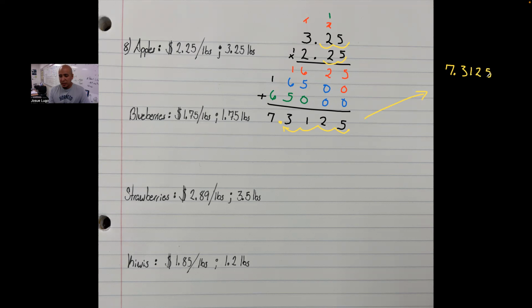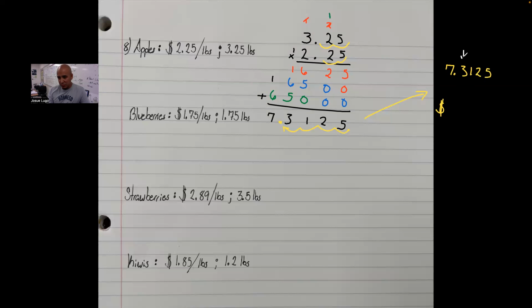3,125 ten thousandths. However, as we discussed in class, this is supposed to be a dollar amount, ladies and gentlemen. And as the instructions in the textbook say, we need to round to the nearest cent, meaning we need to round to the nearest hundredths place.